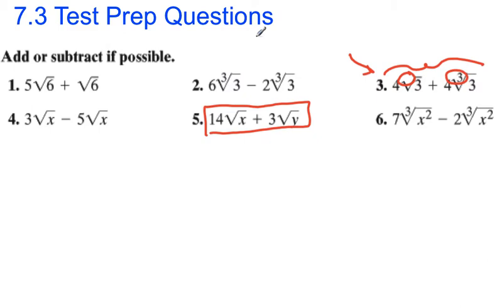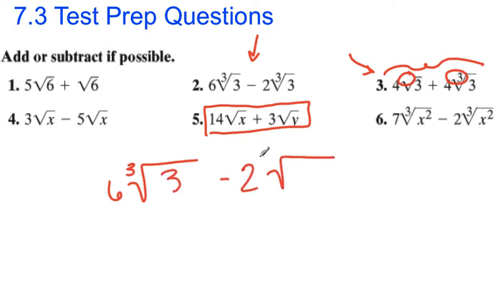Let's take a look at number 2. So we have 6 cubic root of 3 minus 2 cubic root of 3. Since these are the same, you just do 6 minus 2, which is 4, and then you have cubic root of 3, and that's your answer.